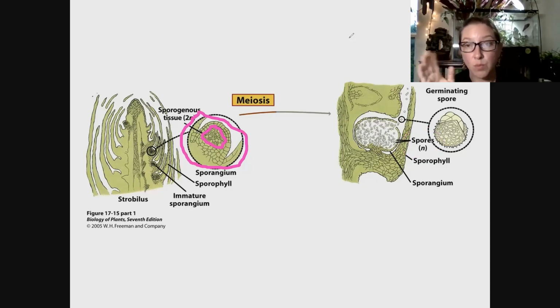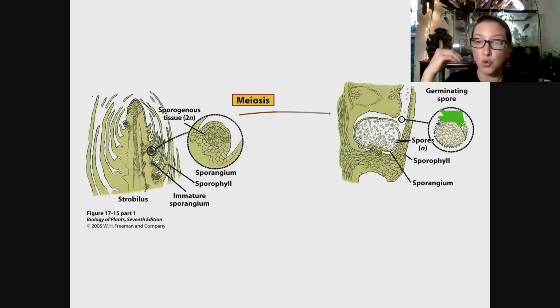Those haploid spores are going to leave the sporangia, and look, here's a sporophyll right there. But they're going to leave the sporangium to grow into gametophyte plants. So you see there, germinating spore. Notice on the germinating spore, look, see this here, I'll use green. See this thing coming out? That's the gametophyte plant starting to grow, by mitosis, out of the spore.